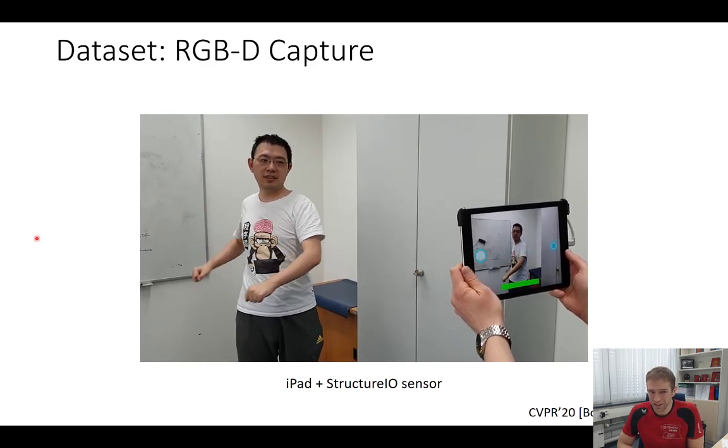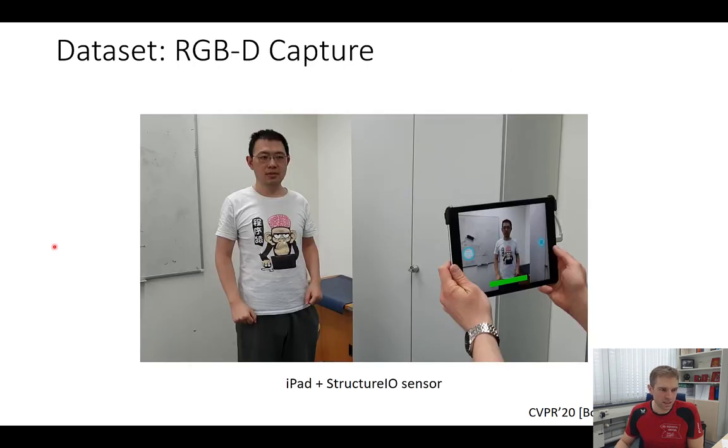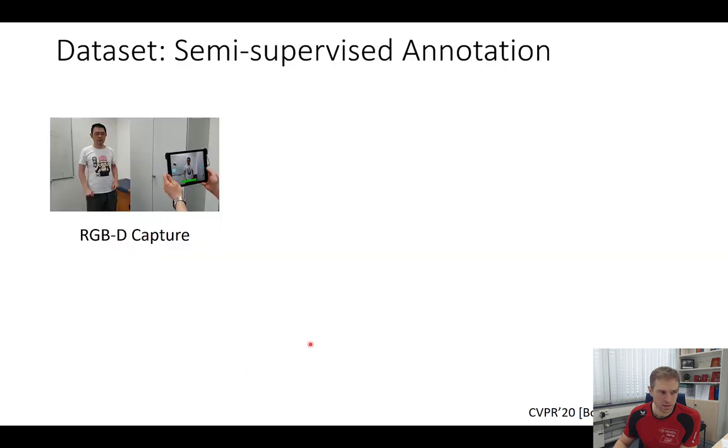because there hasn't been a large scale data set for training. So we wanted to enable this. We're taking a Structure Sensor here that's basically a Kinect. Occipital manufactures these. We have the color from the iPad and the depth from the Structure Sensor. So we record a bunch of sequences.